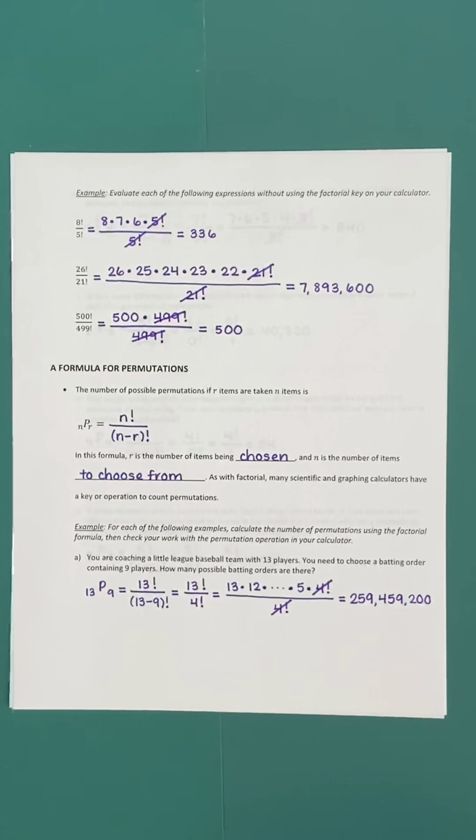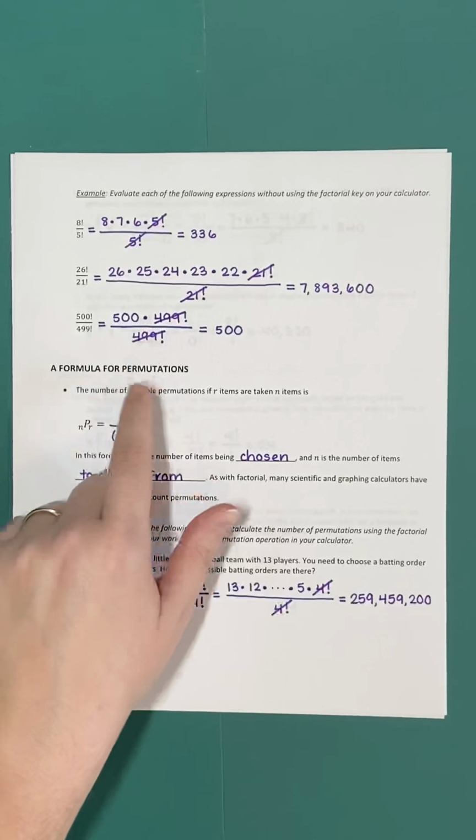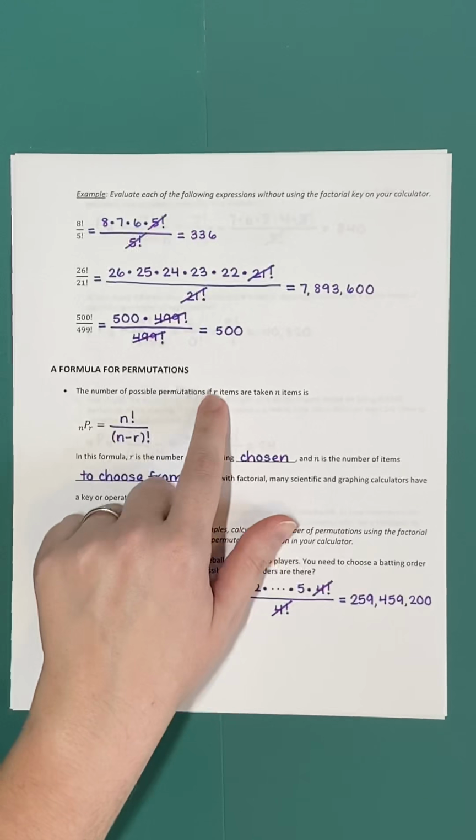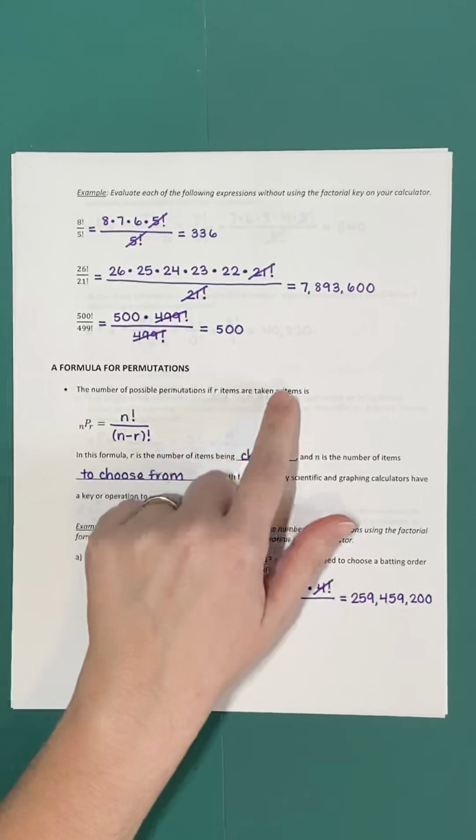Your calculator cannot be used for everything, and this is one situation where, unfortunately, your calculator just can't handle this. Okay, so we've discussed this particular symbol. This symbol is going to be useful in order to calculate the number of permutations, the number of orderings we can have when we're choosing items and we're arranging them into a group. So the number of possible permutations if R items are taken from N items.